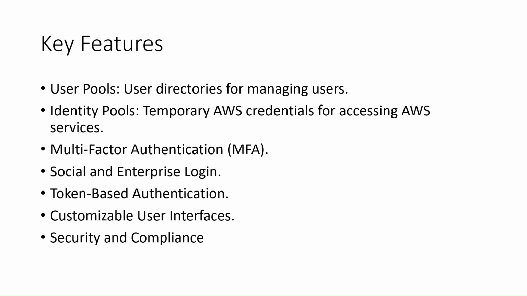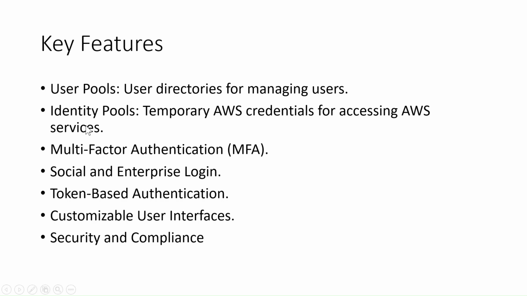Now let's talk about the key features of AWS Cognito. Firstly, the user pool. The user pool is a user directory for managing users. It's a directory to store and manage your application users, and it handles sign up, logins, and profiles also.